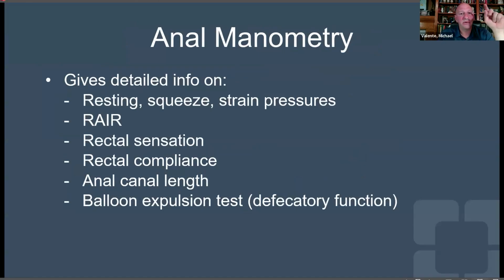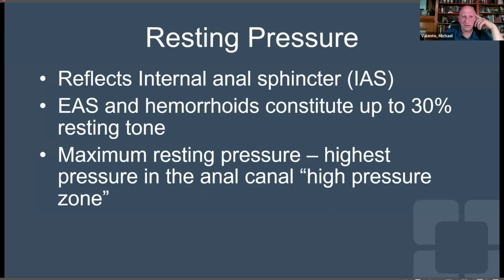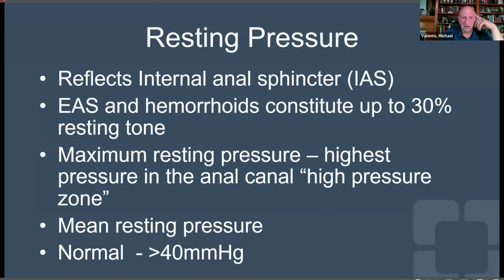When we do manometry: resting, squeeze, strain, the rectoanal inhibitory reflex, we'll talk about that, and other things here, including sensation, compliance, and expulsion test. We talked about resting pressure, which is the internal anal sphincter, about 70%, greater than 40.